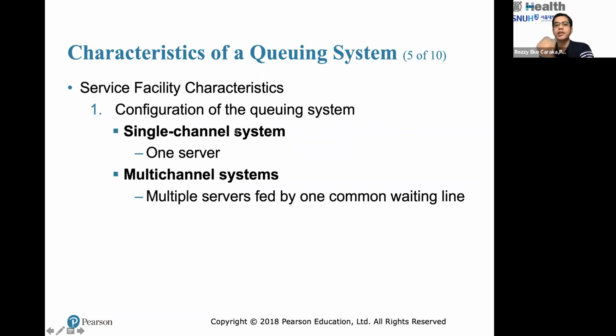Here I already explained the configurations of the queuing system. We have single-channel systems or multi-channel systems. A single-channel system means one server, and a multi-channel system means multiple servers fed by one common waiting line. Sometimes they have advantages and also disadvantages. So later you can make the discussions: what are the advantages and disadvantages? I already told you about the advantages of single-channel and multi-channel systems. Later you can work out the disadvantages.